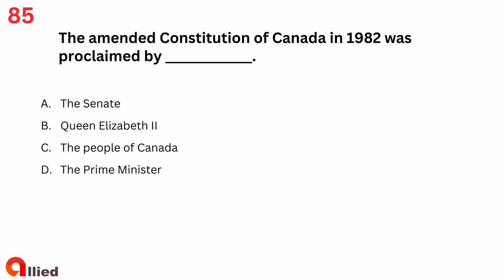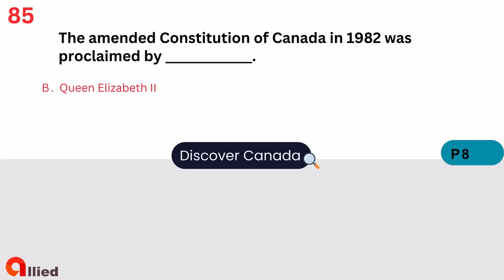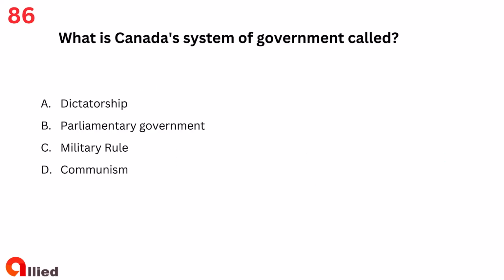Question 85. The amended Constitution of Canada in 1982 was proclaimed by A. The Senate. B. Queen Elizabeth II. C. The people of Canada. D. The Prime Minister. The answer is B. Queen Elizabeth II. Question 86. What is Canada's system of government called?